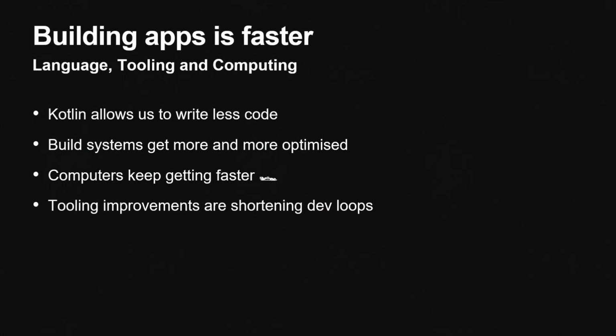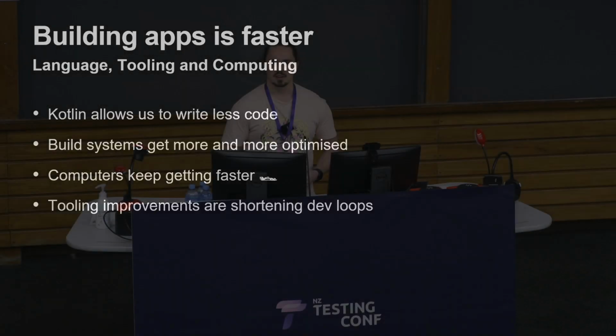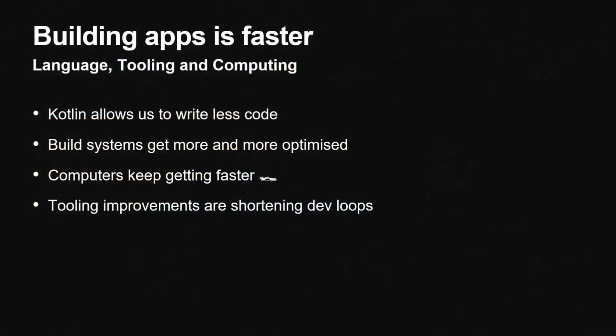As well as that, the way in which our apps are actually put together by our build tools is getting more and more optimized. What this has allowed us to do is not only run our builds faster, but structure our apps in such a way that we can have multiple teams working on them without having a conflict and stand on each other's toes. Additionally, as I mentioned, computers just keep getting faster and faster. The M1 Max that came out a couple of years ago revolutionized the mobile development community due to the fact that we can do builds so much faster than we used to be able to. And tooling improvements have come out over the past wee while, which are shortening those development loops.